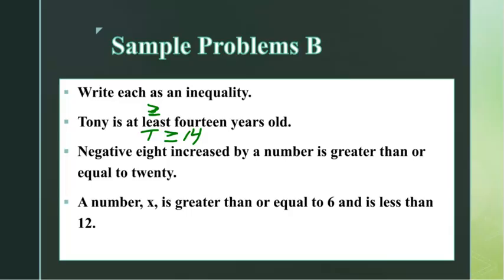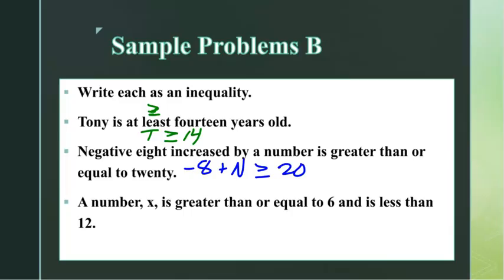Next, -8 increased by a number is greater than or equal to 20. A -8 increased by means I'm just adding a number. I'm going to use n: n is greater than or equal to 20. So that would be our sentence. This would be neither true nor false because this would be an open sentence, because we have a variable involved with it.